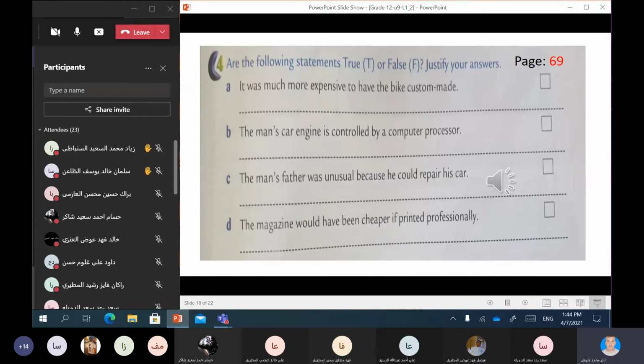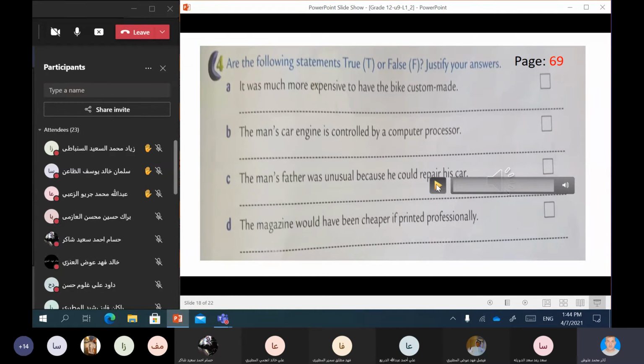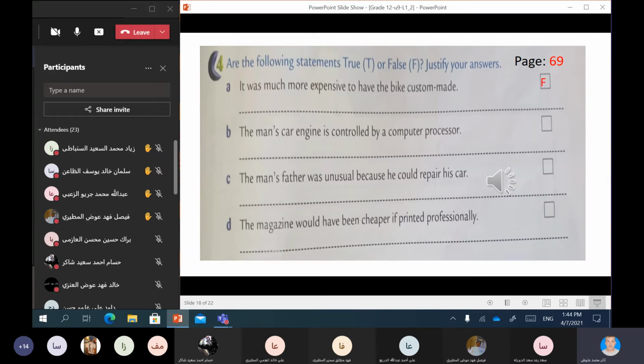Look at item A. It was much more expensive to have a bike custom made. We will listen and then we can answer. B. The man's car engine is controlled by a computer processor. Let's listen to the first conversation and try to find answers to these two to decide whether the statements are true or false. Listen carefully. Listen first.